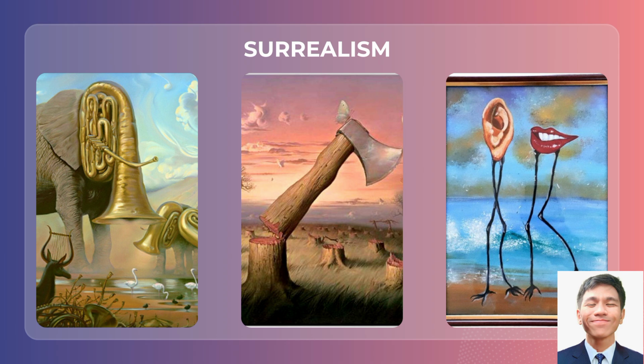In the center artwork, it shows a giant axe integrated into a tree trunk. It appears as though it's cutting itself. This symbolizes the theme of destruction and creation, as well as the paradox of self-destruction. The vivid sunset background enhances the dramatic and thought-provoking imagery.